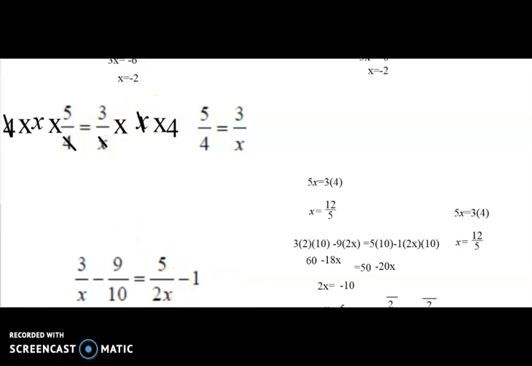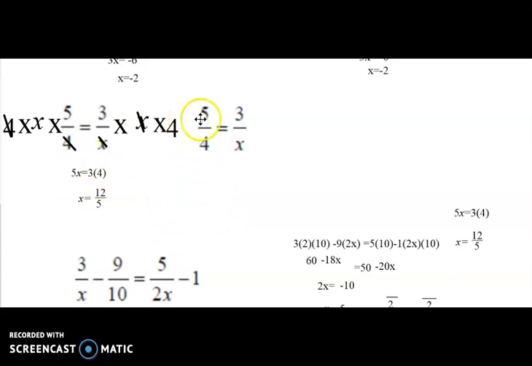Now I'll be left with 5 multiplied with x gives me 5x, and 3 multiplied by 4 on the right hand side. That will give me 12, and then I divide by 5 on both sides. So that will give me 12 divided by 5 on that side. And on that side I'll be left with x. So my answer is 12 over 5.